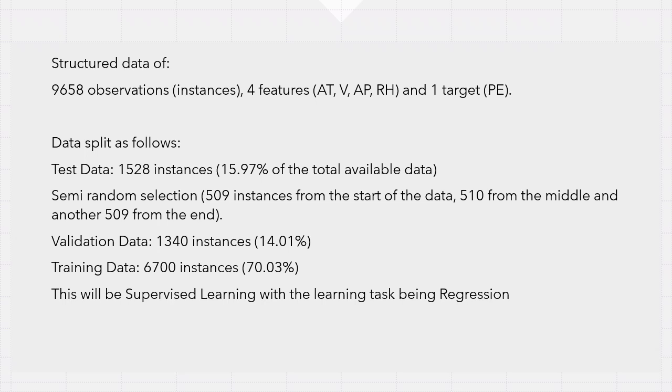Data has been split as follows. Almost 16% of the total available data has been assigned to test data, which is 1528 instances. There's been some semi-random selection for validation as well, and the validation data is 1340 instances, which is 14% of the data set. That leaves training data of 6,700 instances, 70% of our data set. This will be supervised learning, with the learning task being regression.